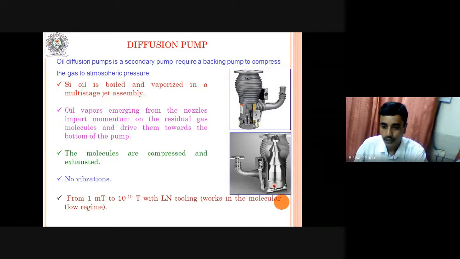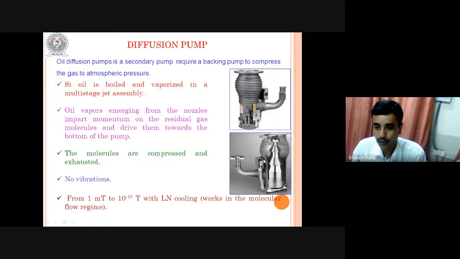So the silicone oil is heated inside for vaporization, and silicone vapor moves upward. Oil vapors emerge from the nozzle and impart momentum on the residual gas molecules and drive them towards the bottom of the pump. They come out through the nozzles of the multi-stage, this nozzle, and this nozzle. This picture will not make a clear view. I shall show another video for that also. That will make it clear. Then the molecules are compressed on the bottom side.